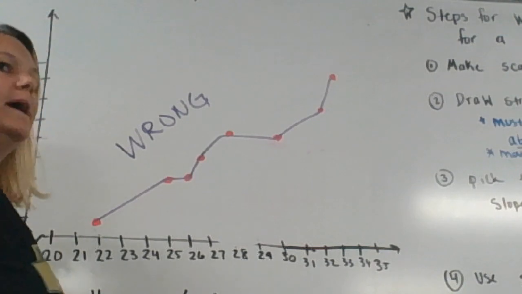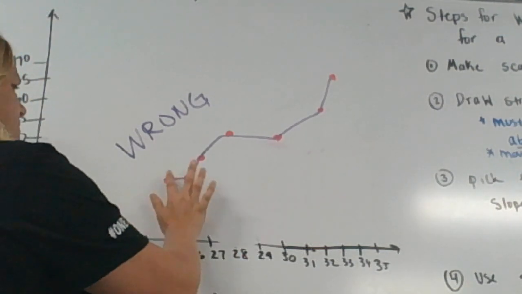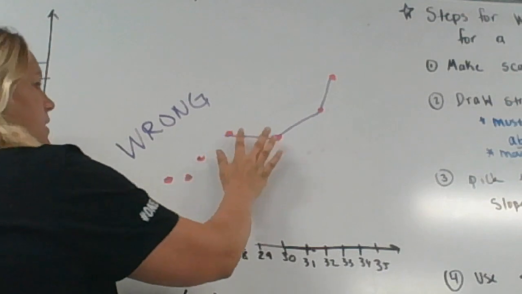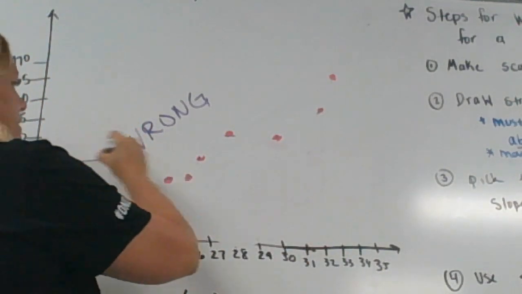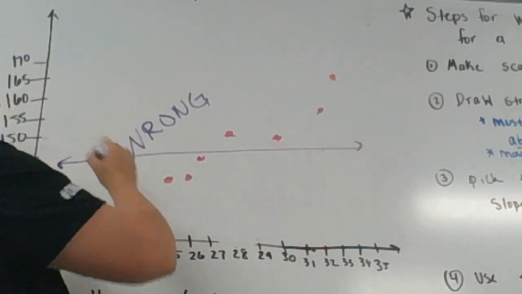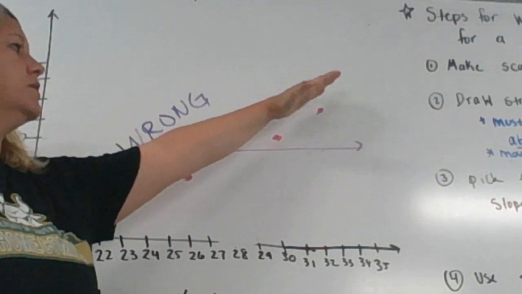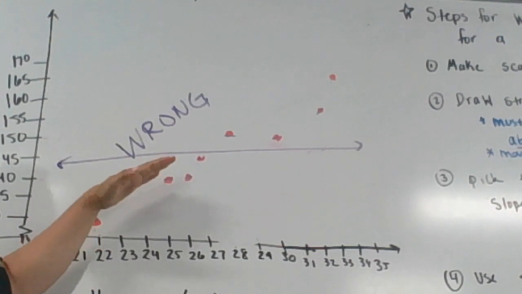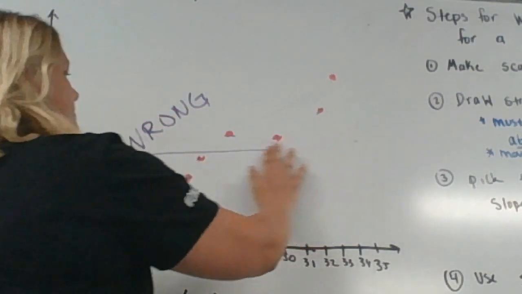Okay, do not connect the dots. We are not connecting dots here. That's wrong. Okay? Don't go through the middle and not go through the data. That's wrong. You need to be generally through the data. Wrong.